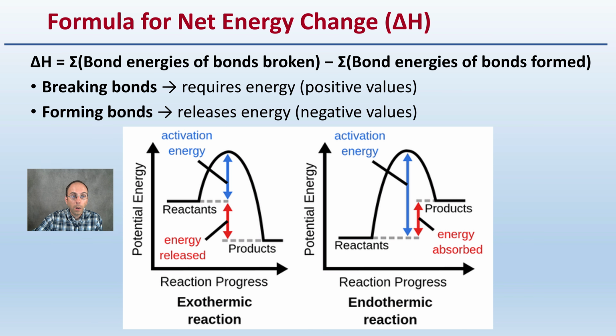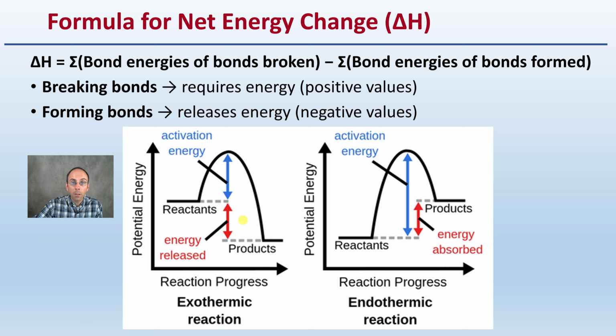So the formula for a net change in delta H, which is enthalpy, is again the summation of bond energies broken minus the summation of bond energies formed. Breaking bonds requires energy, so it's going to have positive values, and forming bonds is going to release energy, and that will have negative values. So again, breaking of bonds requires energy, positive values, versus our negative.